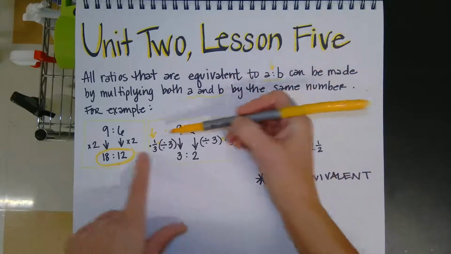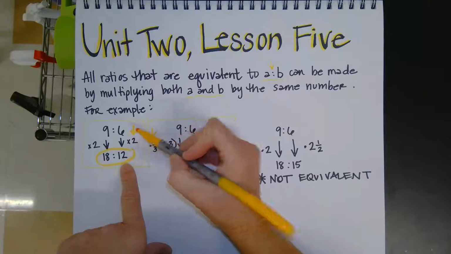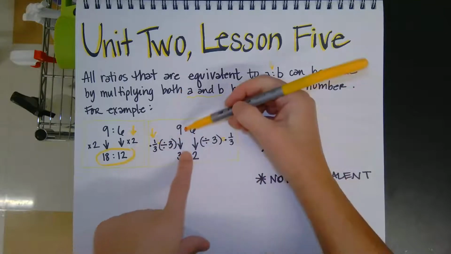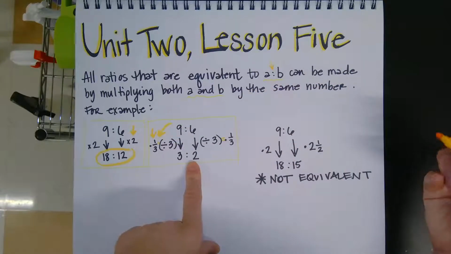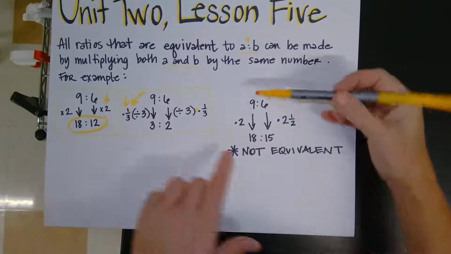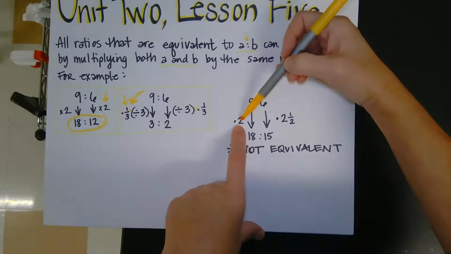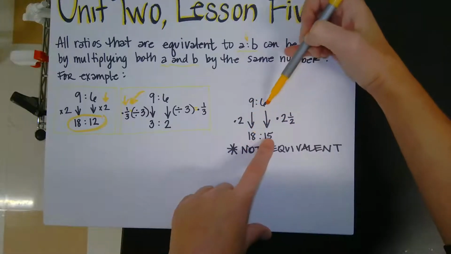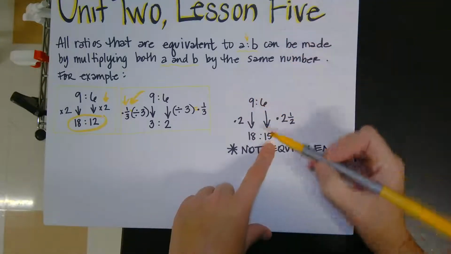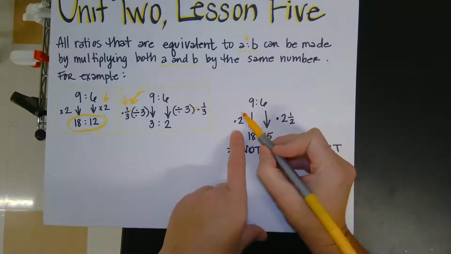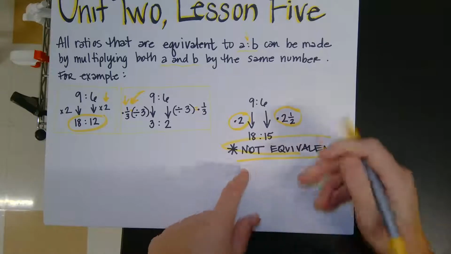So that's a way that I can take a ratio and I can scale it up by multiplying by a number greater than 1, or I can scale it down by multiplying by a number less than 1. So look what happens if we multiply the 9 and the 6 by two different numbers. So if I multiply the 9 by 2, I get 18. And if I multiply the 6 by a number that is different from that 2, like 2.5, I get 15. If these two numbers are not the same, then the ratios are not equivalent.